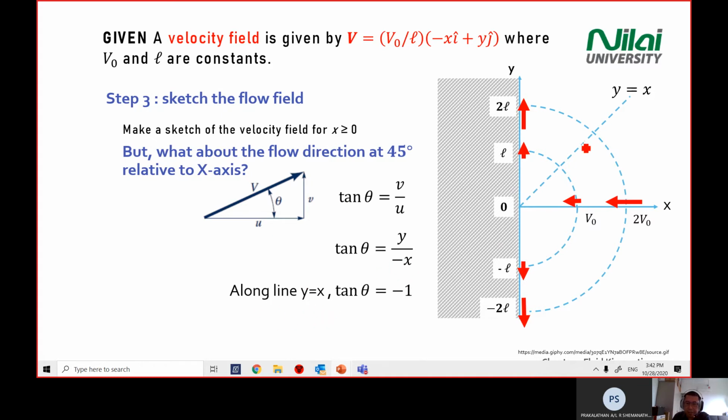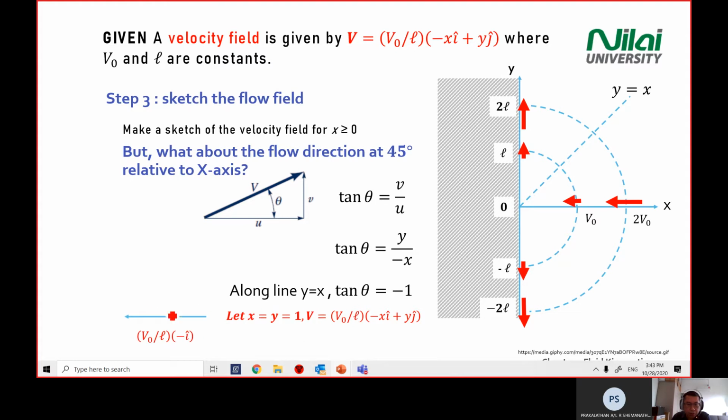So along this line, y equal to x, in the tangent equation, tangent theta equals y divided by negative x. So if you want to look at what happens along this line, tan theta equals -1. Tan theta equals -1. All right. So you let x equal y equal 1. Your velocity field will be like this.